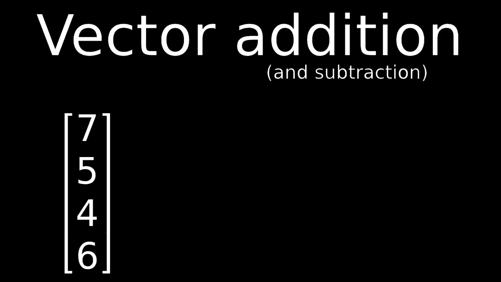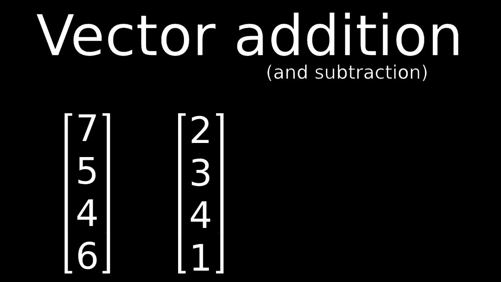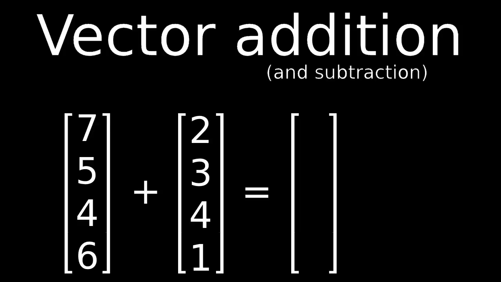Here's a quick example. Let's say we have the vectors 7, 5, 4, 6, and the vector 2, 3, 4, 1. We can add them like this. 7 plus 2 is 9, 5 plus 3 is 8, 4 plus 4 is 8, and 6 plus 1 is 7. If we wanted to subtract instead, we can do it like this. 7 minus 2 is 5, 5 minus 3 is 2, 4 minus 4 is 0, and 6 minus 1 is 5.